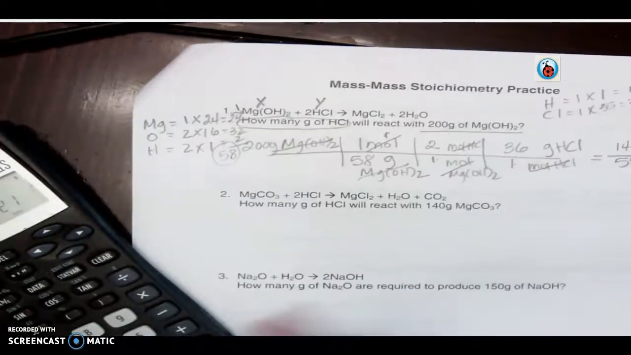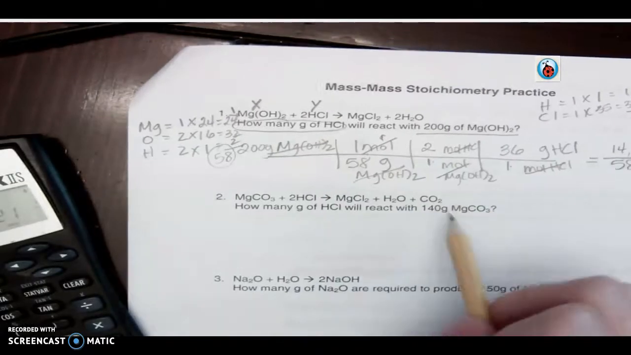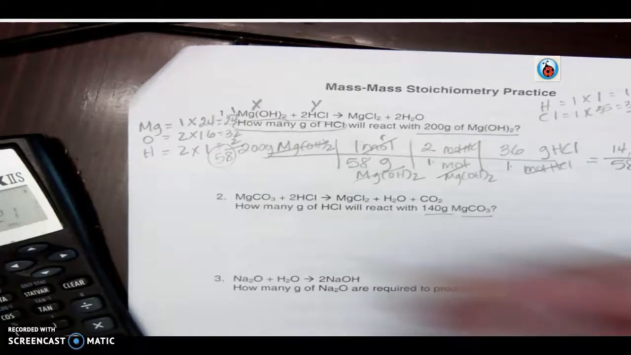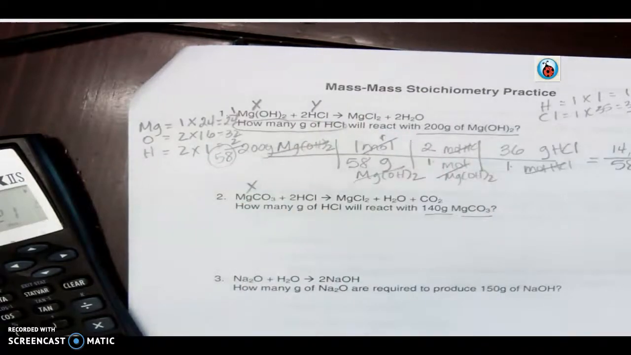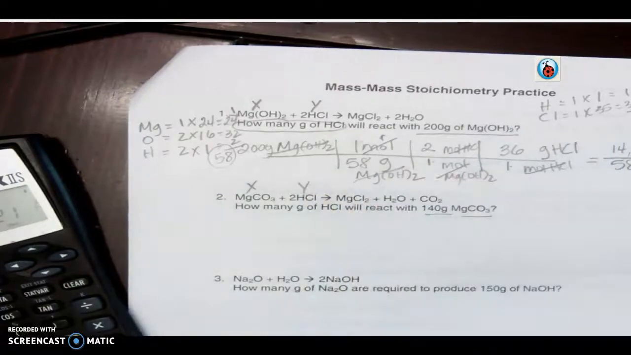So for the next one, again, pick out X and Y and solve. So what do we know on this one? We've got 140 grams of magnesium carbonate. And again, we want to know how many grams of hydrochloric acid. All right, set up your train tracks and solve. Let me know if you have any questions.